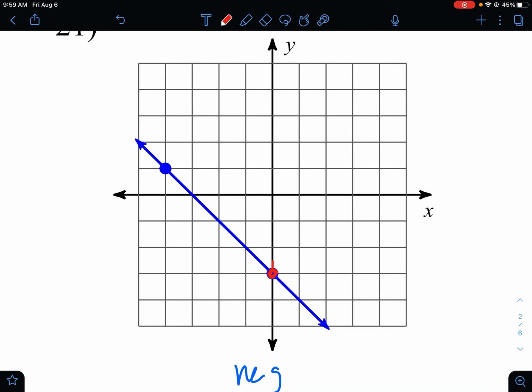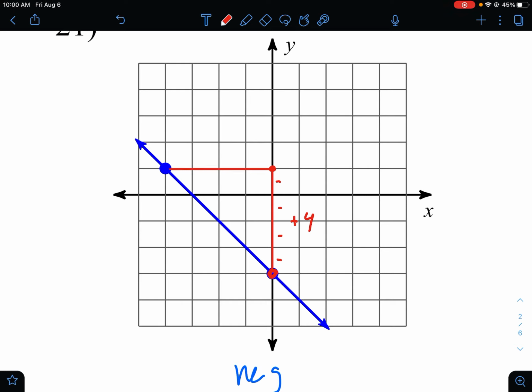To find my change in y, I have to go up here. Right? So I went up 1, 2, 3, 4. So I went positive 4. Okay? Then to get to my other dot, I have to go in the negative direction.